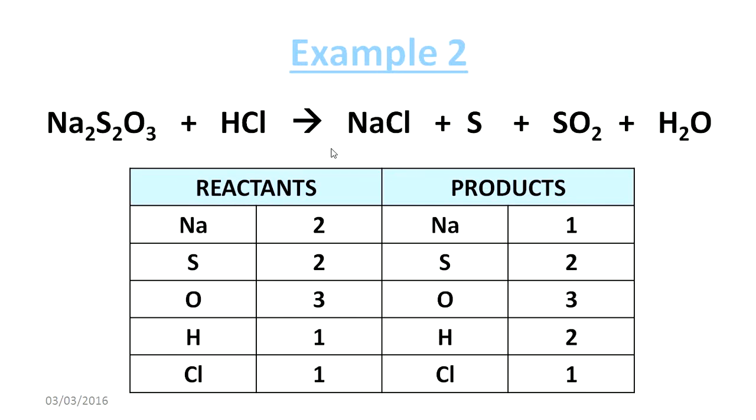In this example, I've done the same thing. I've identified the elements, the reactant and the product, and I've also counted up the number of atoms on the left for each type of element and on the right, and some of them are already balanced, for example sulfur and oxygen and chlorine, and others are not. Hydrogen and sodium are not balanced.